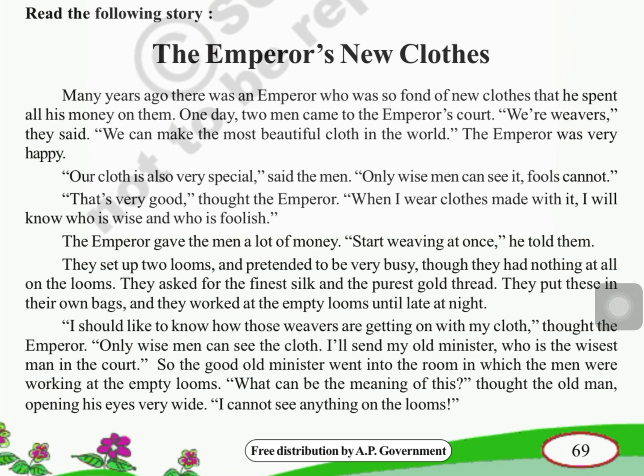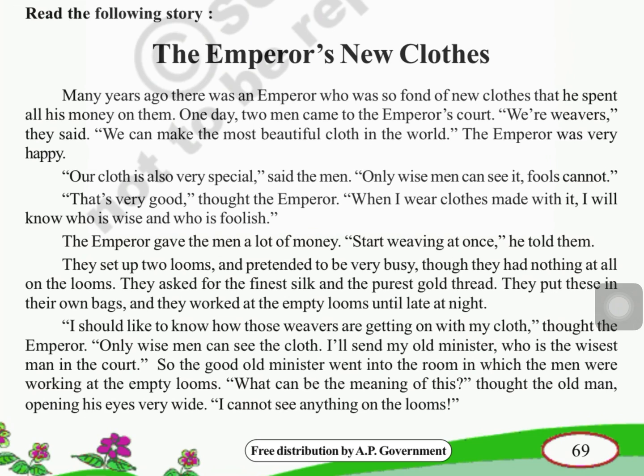Yes, they introduced themselves as weavers. We can weave or make clothes very nicely, beautifully, which attracts others. So we can make the most beautiful cloth in the world. They have used a superlative degree here. Most. The emperor was very happy. He was delighted. Who was delighted here? He felt very happy as he was fond of wearing new clothes.